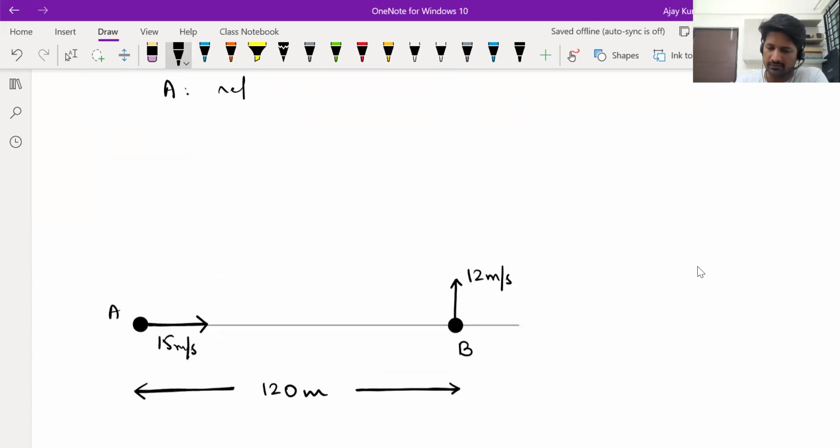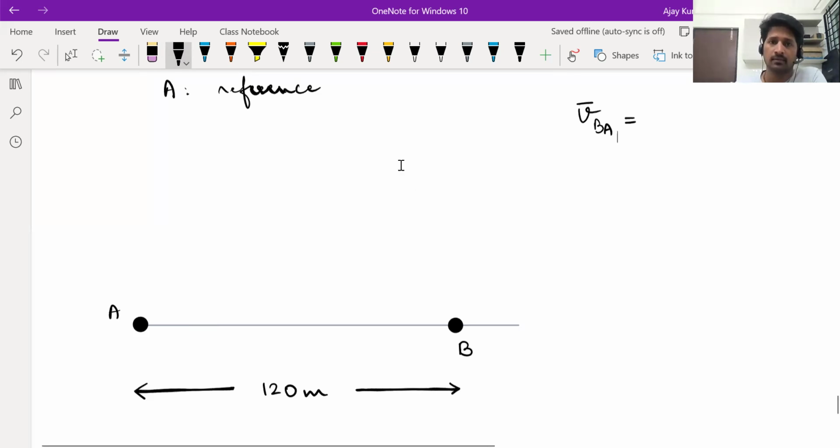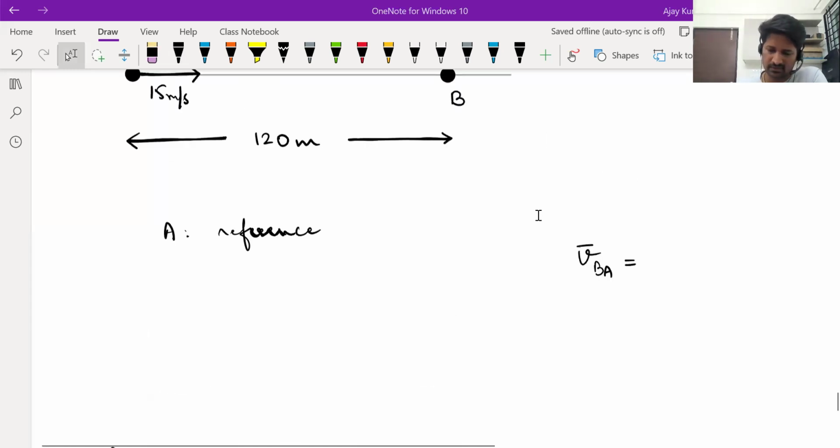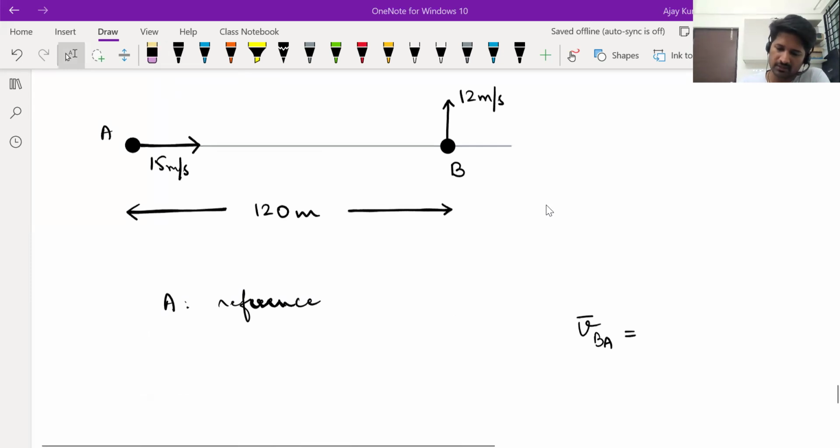Let's take A as a reference. Then in that frame, A will not be moving. And in that frame, you need to visualize how B moves relative to A. So Nishita, did you calculate velocity of B relative to A? Minus 3. Where did 3 come from? A's actual velocity is 15 meters per second. B's actual velocity is 12 meters per second this way.